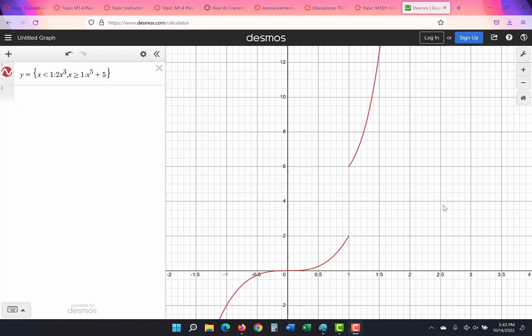Now I'd like to talk a little bit about the endpoints of this graph. So down here, for the left-hand side of my graph, notice that that's a strict inequality, x less than 1. So that's actually an open circle. I don't land on that point over 1 up 2. It's an open circle. My graph gets really close to it, but it's an open circle there. And then over here at this point, over 1 up 6, that would be a closed circle. It's actually a point on the graph, (1, 6), because that is my greater than or equal to condition there on x.